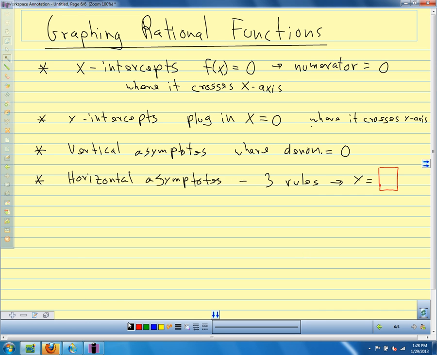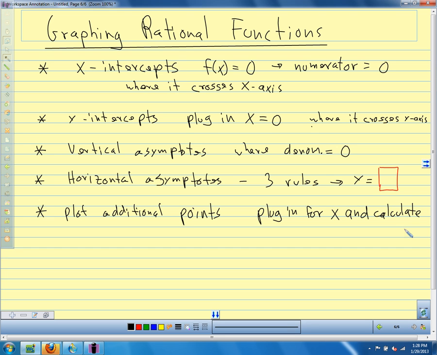And then the last thing that we do is we plot additional points. To figure out what our graph looks like, we plot additional points. That just means we plug in some numbers for x and calculate, and we'll get some y values for these various points. And then we can plot them to get an idea of what our graph looks like. So between all of these things, we will have a pretty good idea of what our graph looks like.